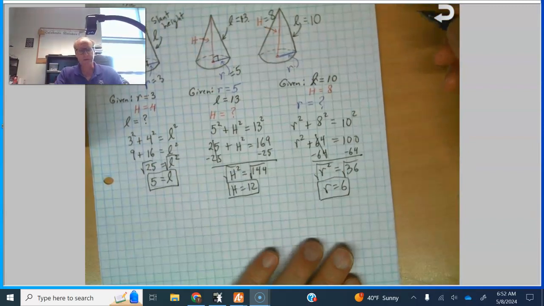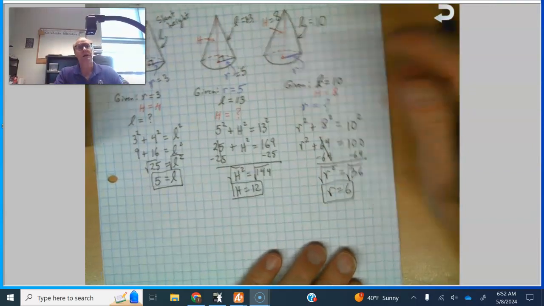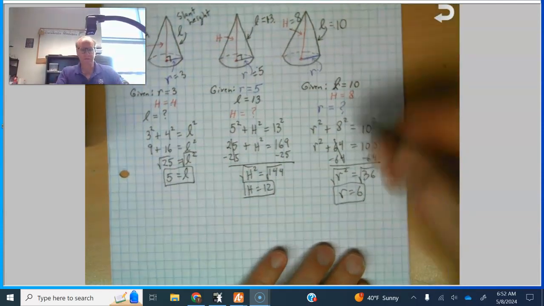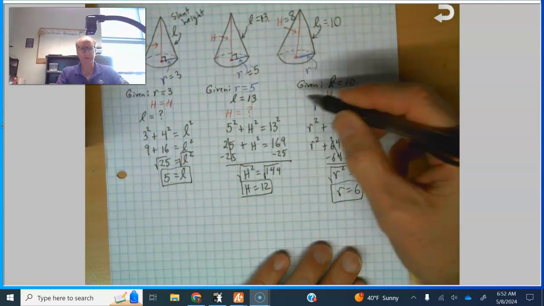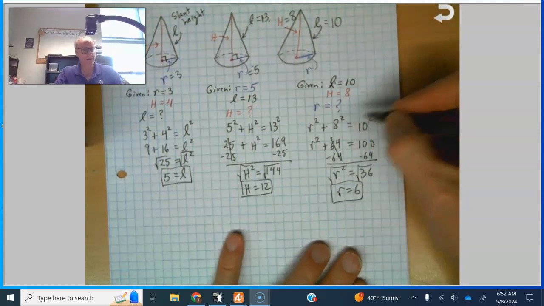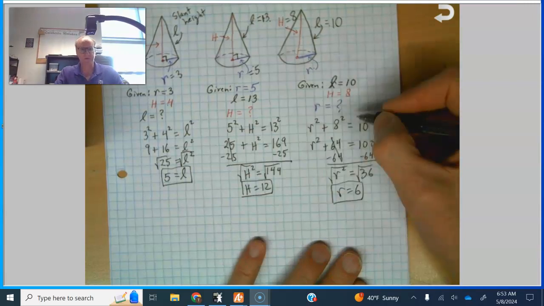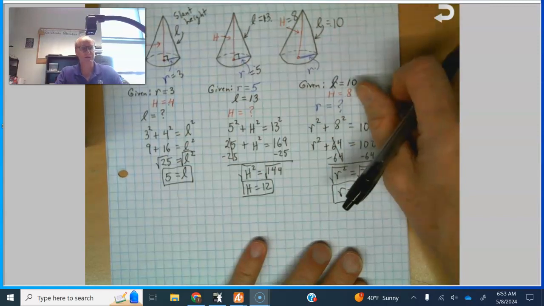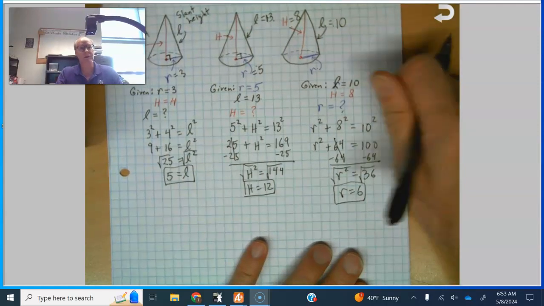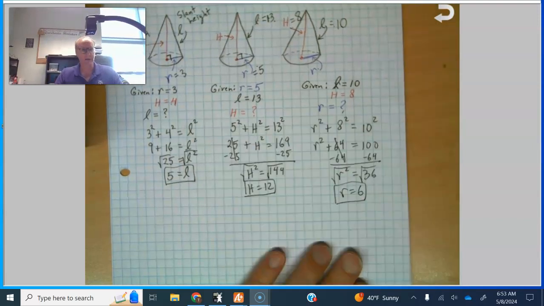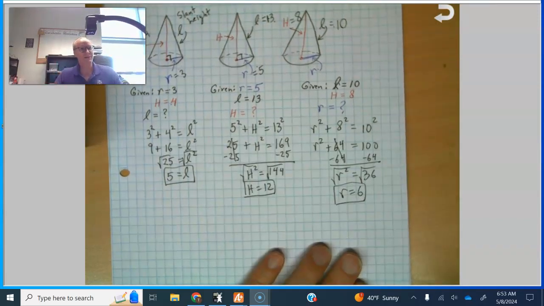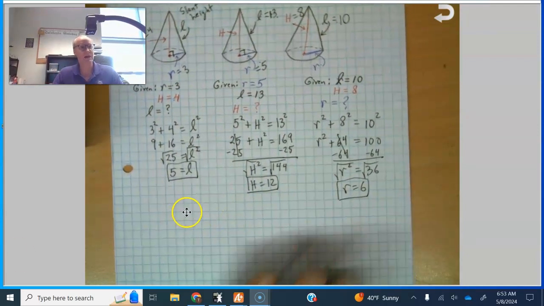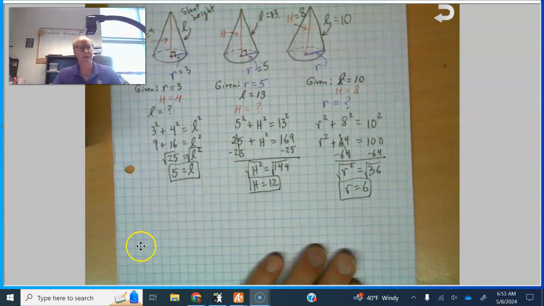What we're going to do next is use this idea to program our cone program. We're going to do it in general, so instead of putting numbers in it, we're just going to leave it in terms of r, h, and l. We're going to solve them and put it within our program so that we don't have to do this over and over again. Okay, so hopefully that makes sense to you, and we'll come back and I'm going to show you how to program your calculator to do the cones.